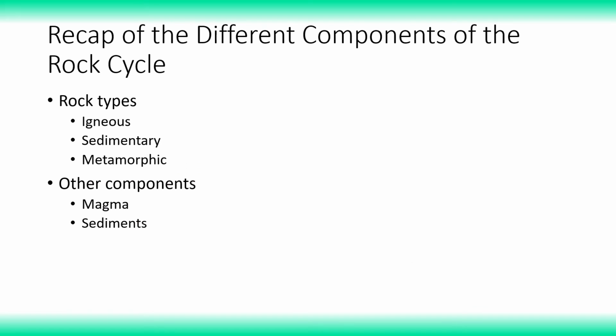So now we're in a position where we can recap these different components. Back at the beginning of the lesson, I said that we'll talk about the different rock types and the other components of the rock cycle. So I'm going to try drawing this out, and then we'll look at some diagrams as well. I'll just draw a bunch of arrows between these words here.